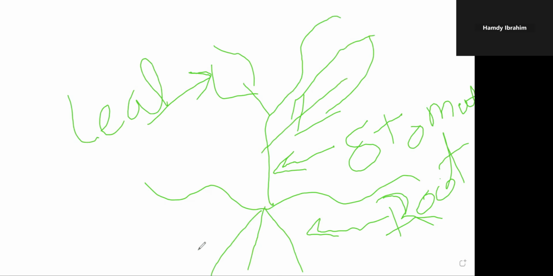Now we are drawing the plants. So the plant. So this is the root, and this is called stomata, and this is a leaf, and we have here a flower.